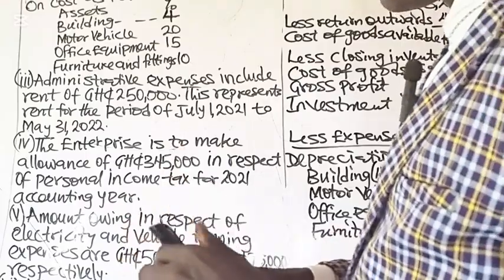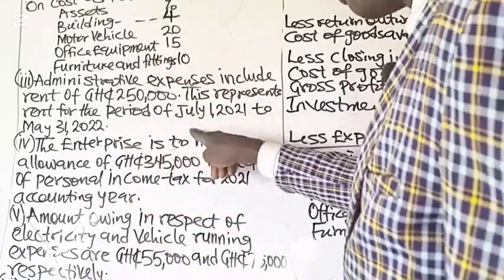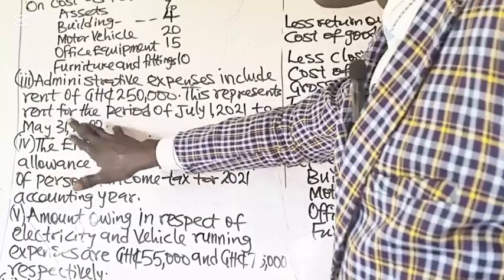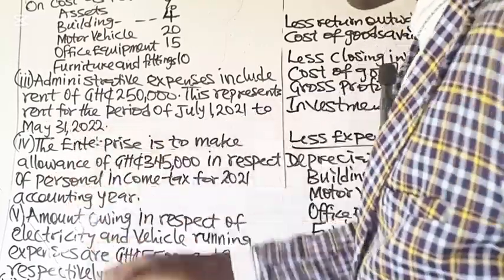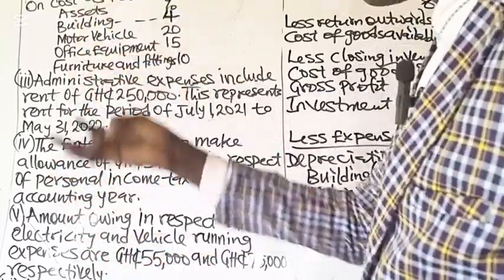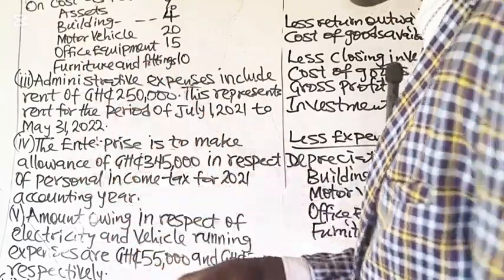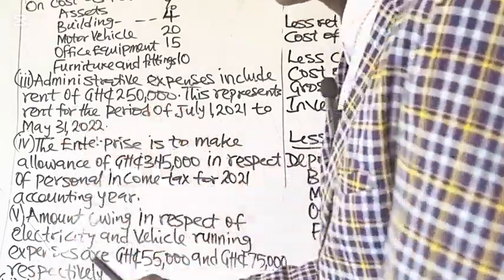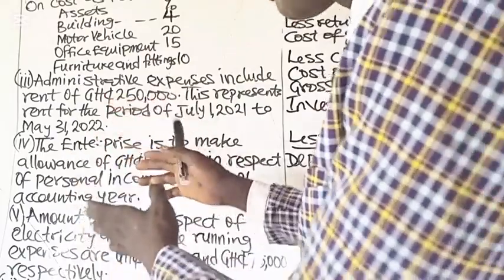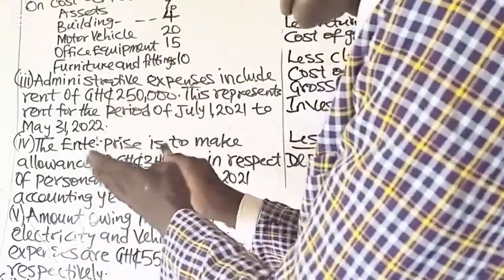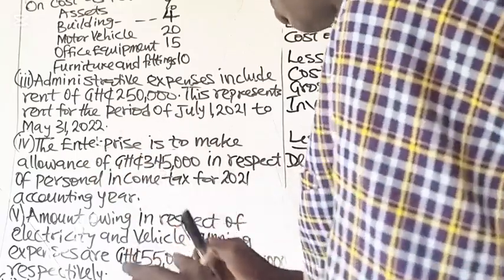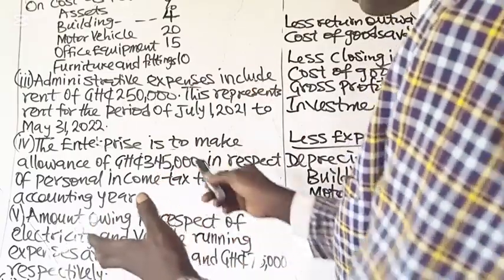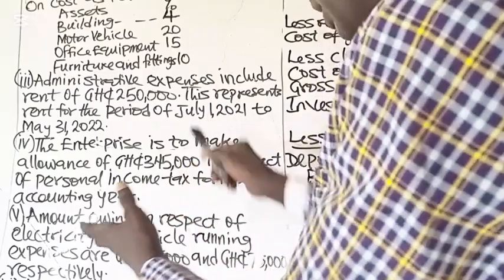That is 6 months. But January 2022, February 2022, March, April, May. That is 5 months. January, February, March, April, May. That rent of 5 months is not part of the rent that is meant for the current accounting period. You know, the accounting year end is December 31st, 2021. So it means this rent has been prepaid. It has been paid in advance. How many months is this rent?